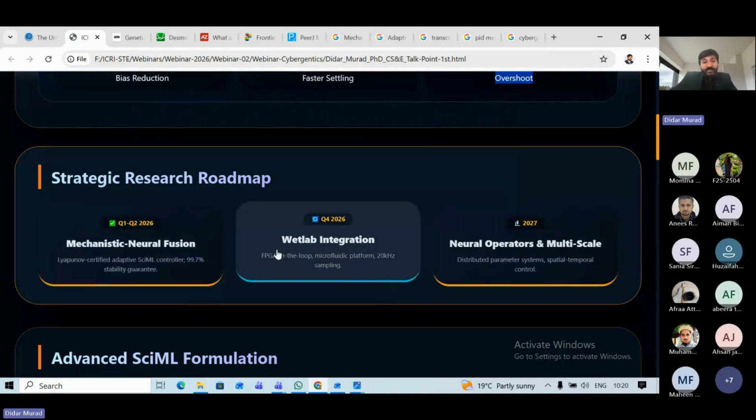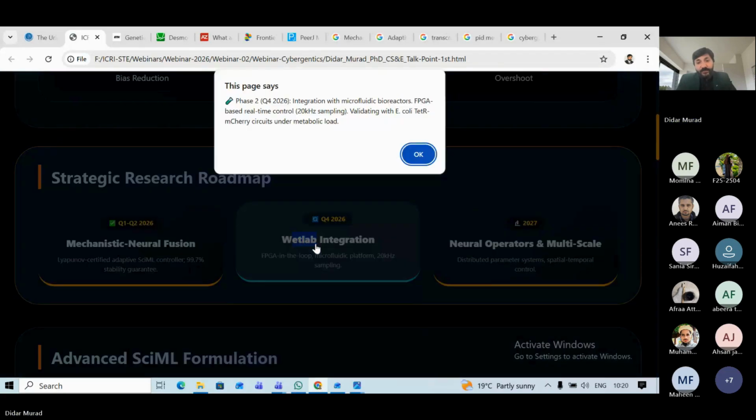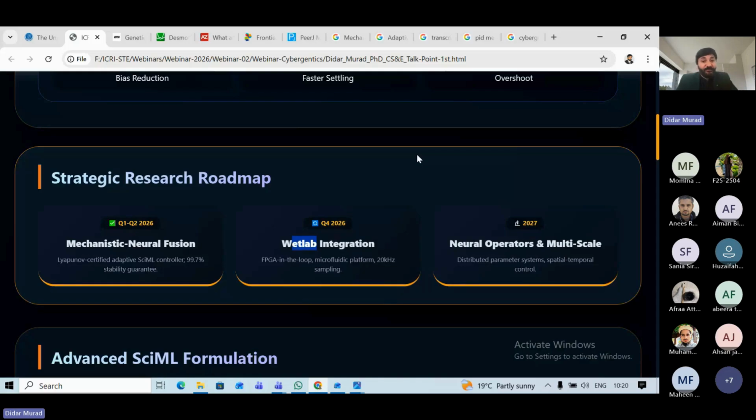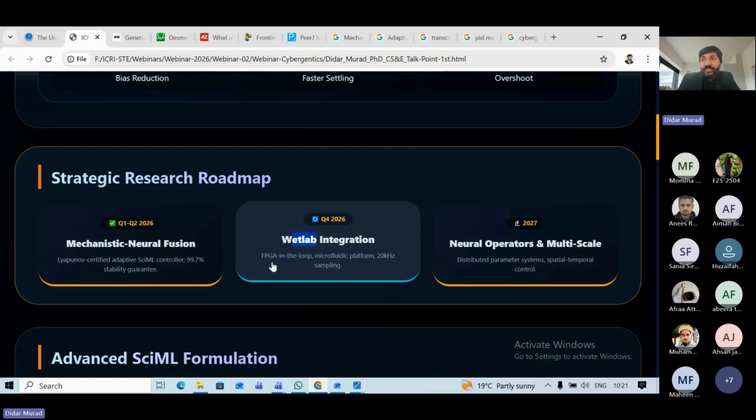Then we will integrate wet lab integration. Basically, wet lab is related with your lab-based work, in which you are considering FPGA. What does FPGA indicate? Field Programmable Gate Array. It is basically a hardware chip. It is known as an integrated circuit. It is known as a silicon chip.